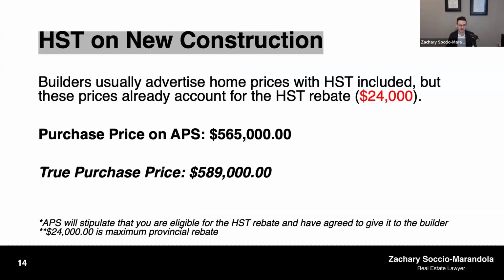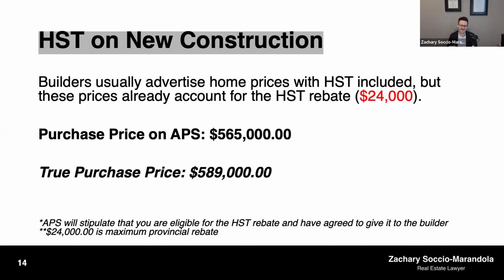Now, what's lesser known, or where I see a lot of confusion, is the HST rebate. There's some funky math with it, but it's roughly around 400 and something thousand. Anything over that, you get the maximum provincial rebate of HST, which is $24,000. So most people take that purchase price with the HST, and then they say, oh, well, I get the HST rebate too, so minus $24,000 from that.